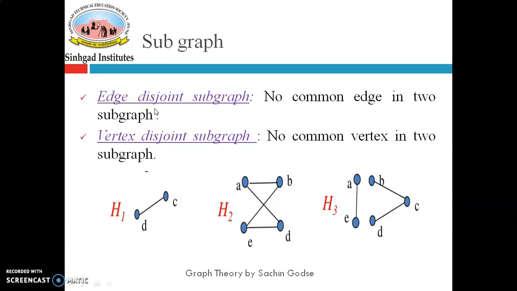Now, vertex disjoint subgraph. A vertex disjoint subgraph is nothing but subgraphs in which there is no common vertex in two subgraphs. Then it is called a vertex disjoint subgraph. So if there is no common vertex, in this case these are vertex disjoint subgraphs. Then this is also a vertex disjoint subgraph. But if you take H2 and H3, it is not a vertex disjoint subgraph as there is a common edge here. Sorry, a common vertex is there.